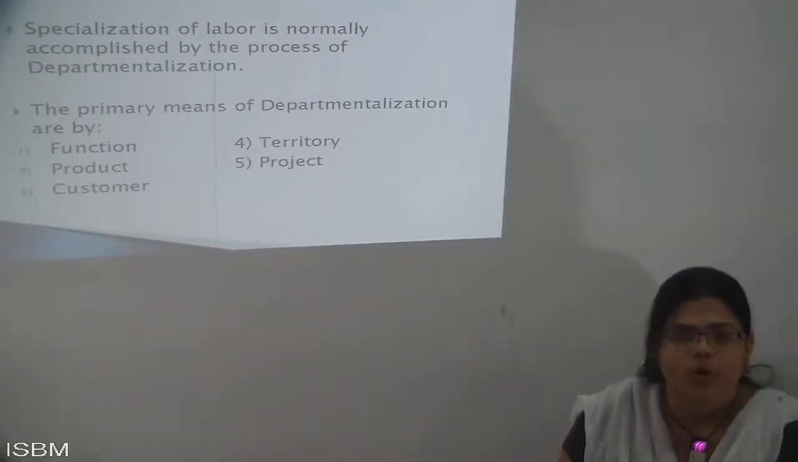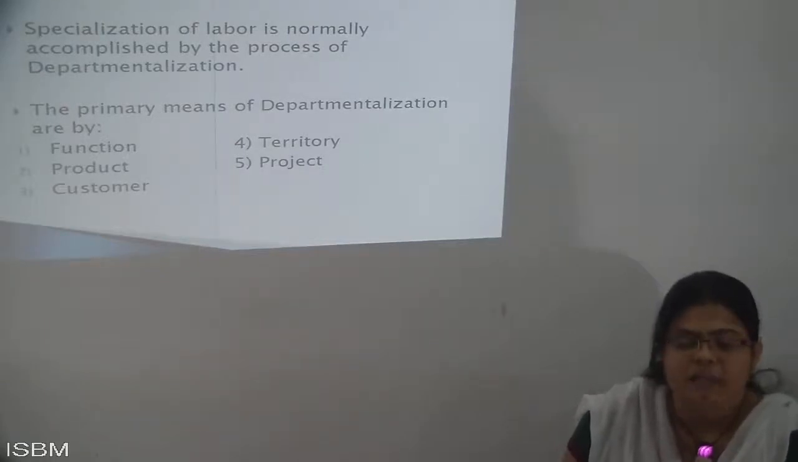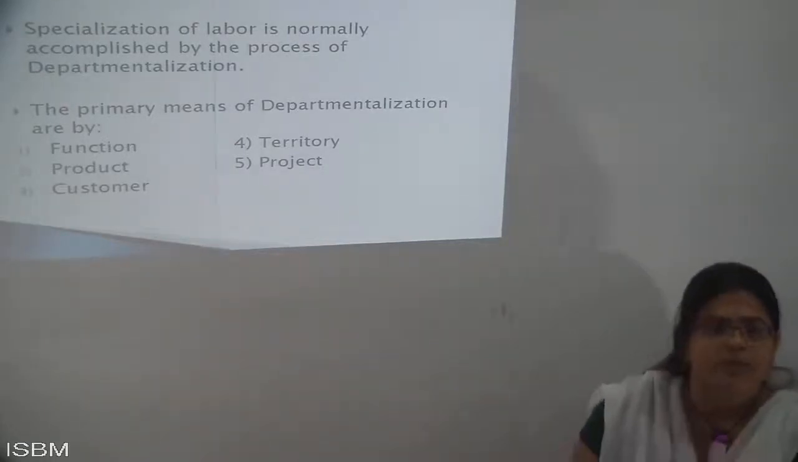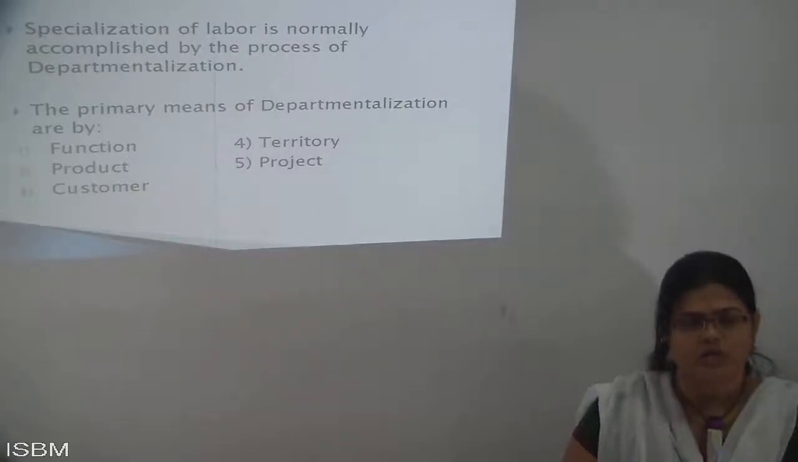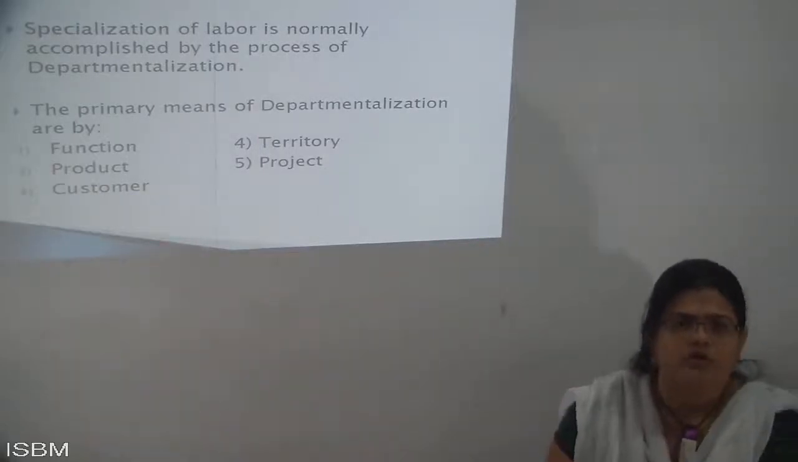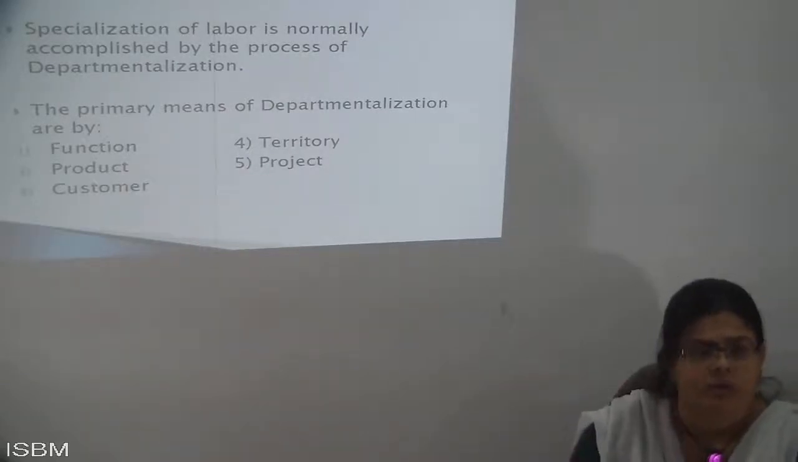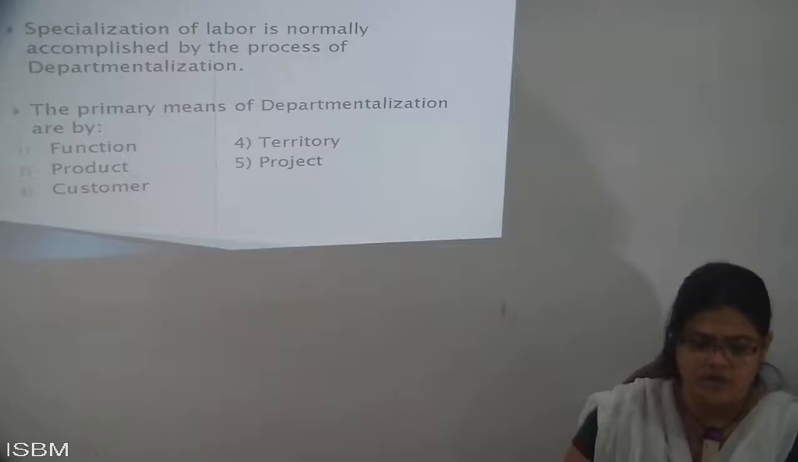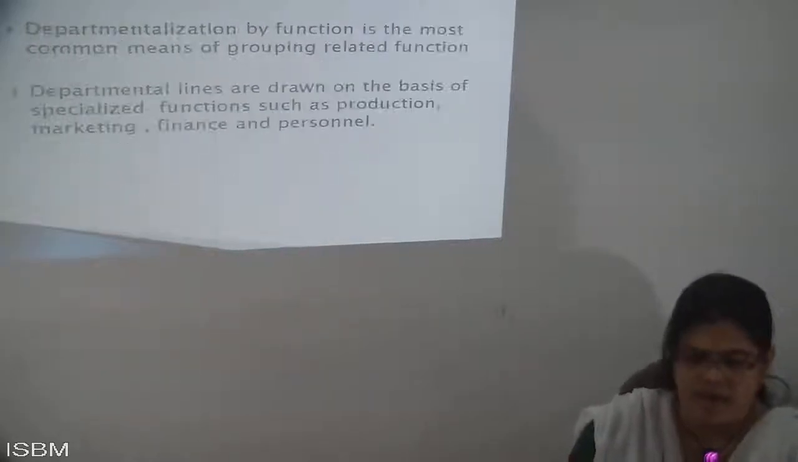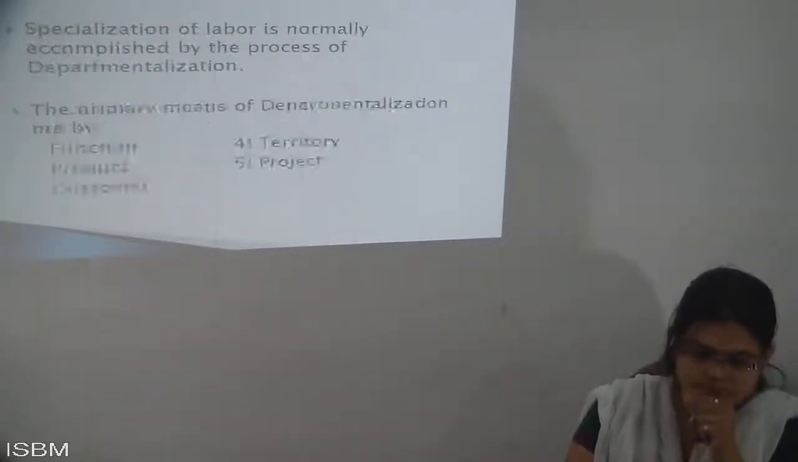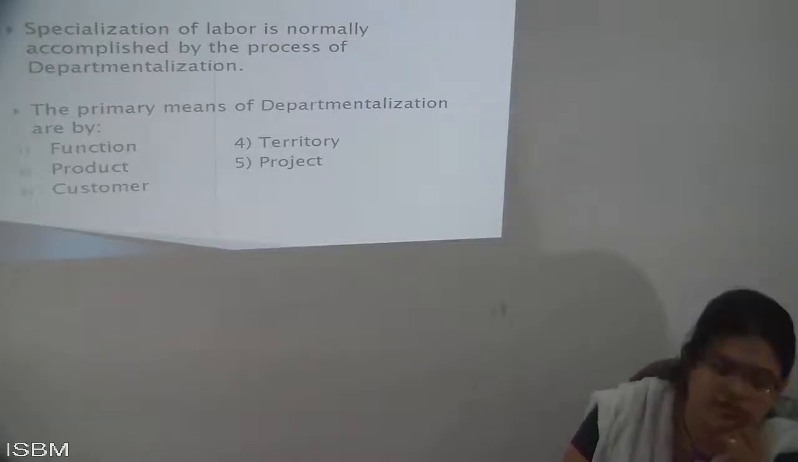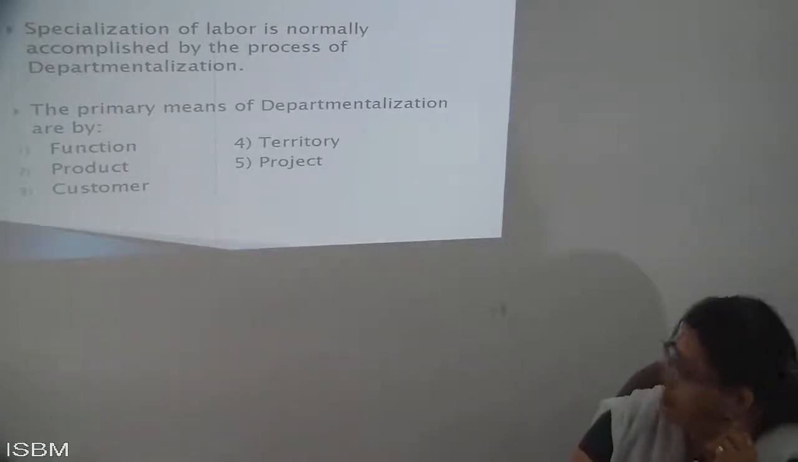We learned with the help of organization culture, and we learned with the help of design. Now we are learning the departmentation structure: how in the organization everything is in departments and how it is structured from ground level to upper level. First we'll move with the primary way, starting with function. Here you can see function, product, customer, territory, and project. First we'll start with finance.